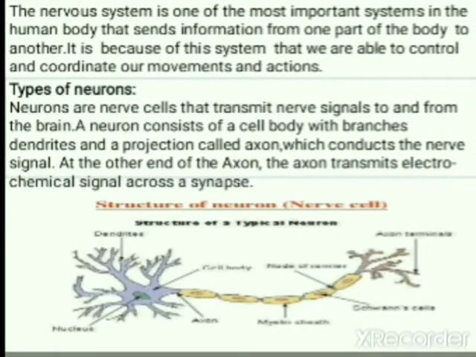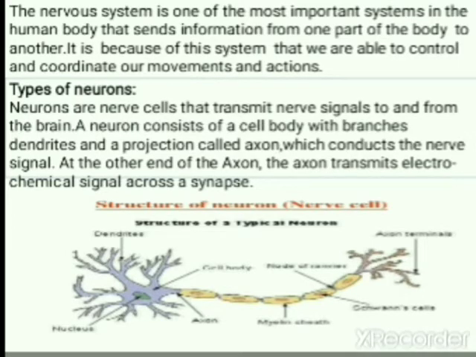The first is the nervous system. The nervous system is one of the most important systems in the human body that sends information from one part of the body to another. It is because of this system that we are able to control and coordinate our movements and actions.